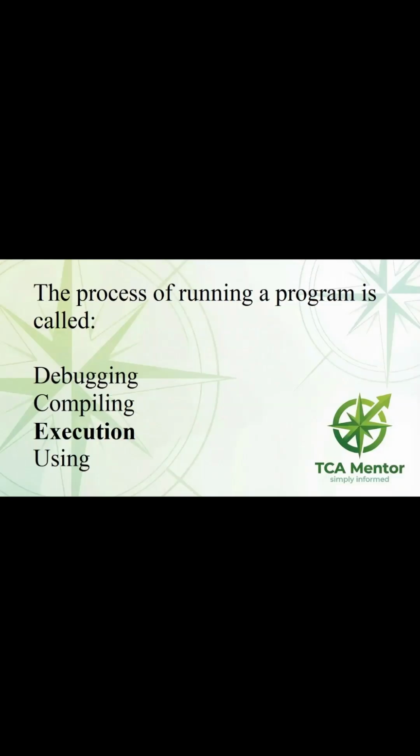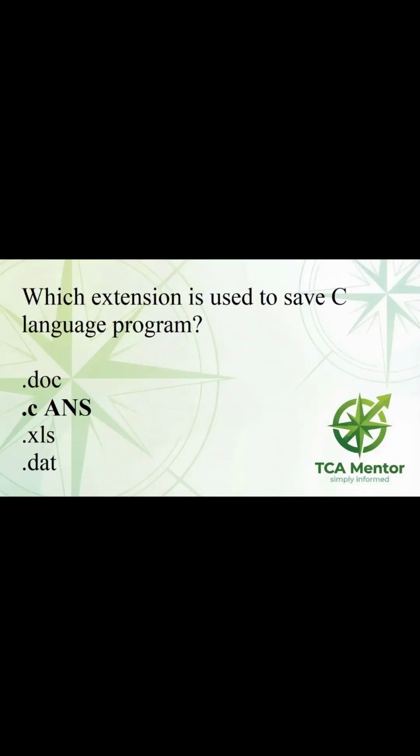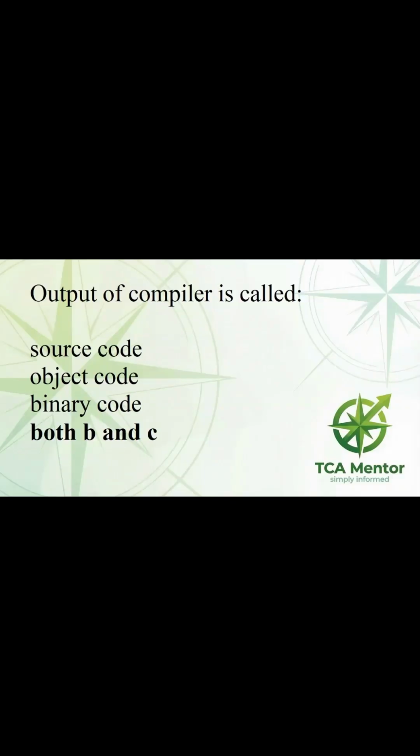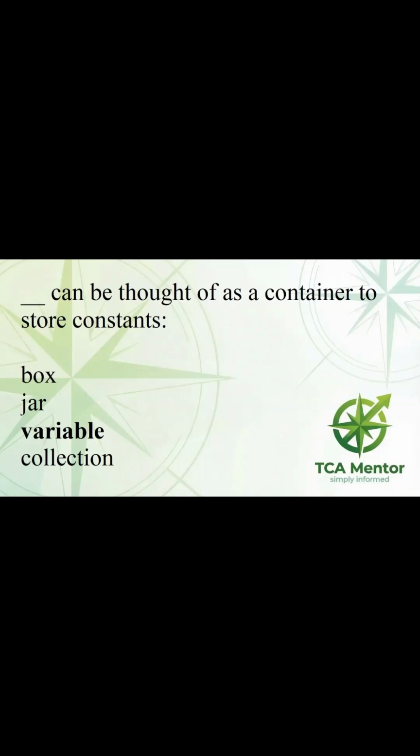The process of running a program is called ____. Which extension is used to save C language program? A program written in high-level language is called ____. Output of compiler is called ____. ____ can be thought of as a container to store constants.